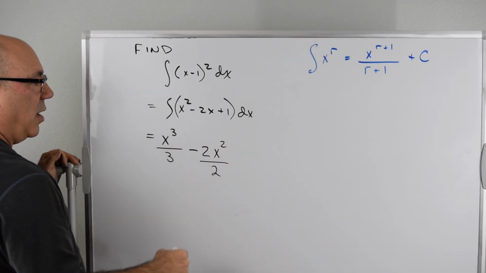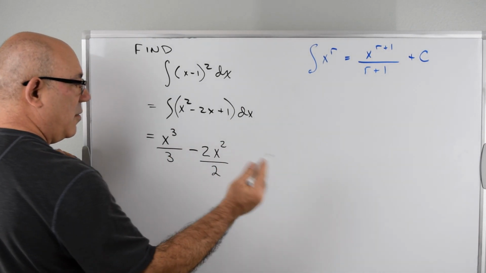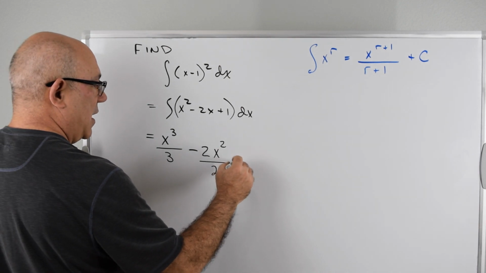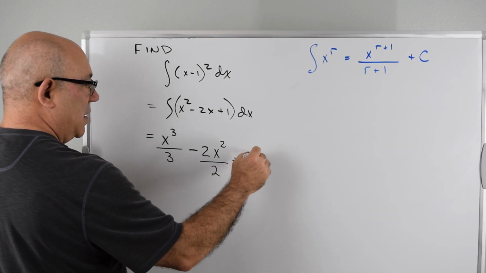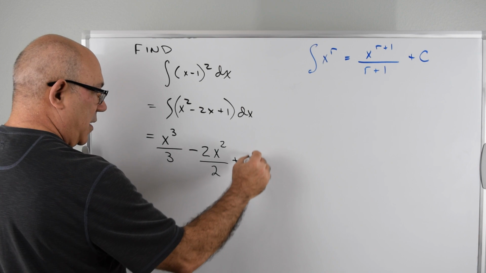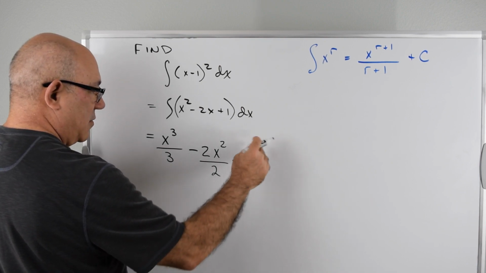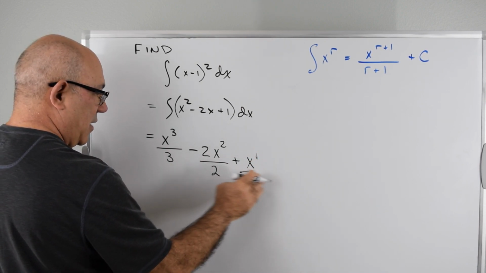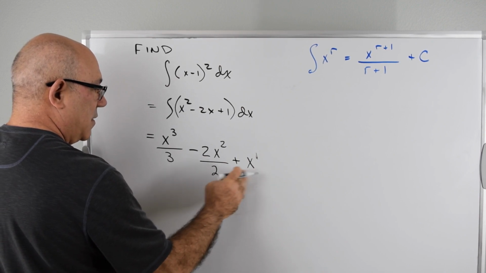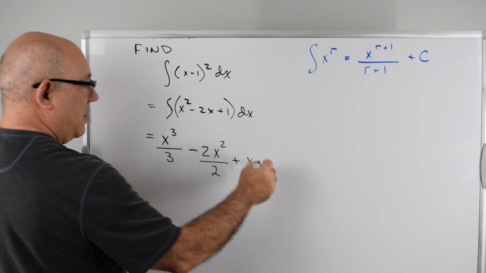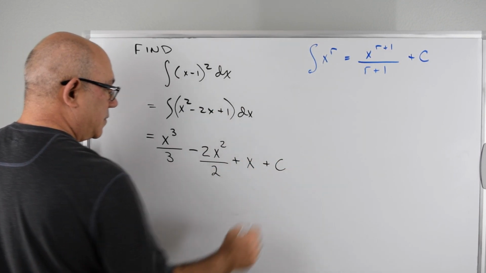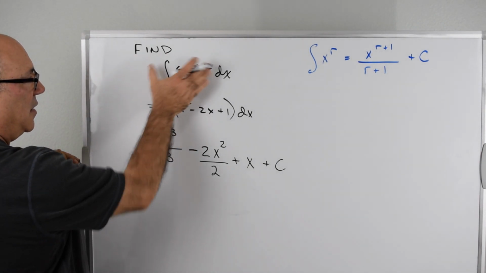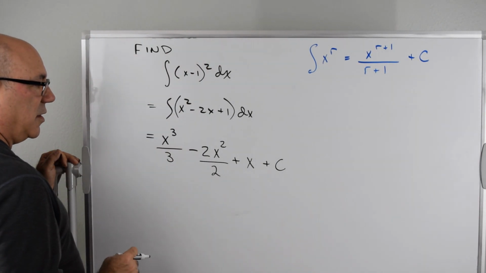Now we have 1. That's x to the 0. We're going to add 1 to that. We're going to get plus x to the 1 divided by 1. I could show it, but it really is silly because it just cancels out. Okay, so that's gone. And then we're going to add our constant. And so this is the integral of x minus 1 squared.